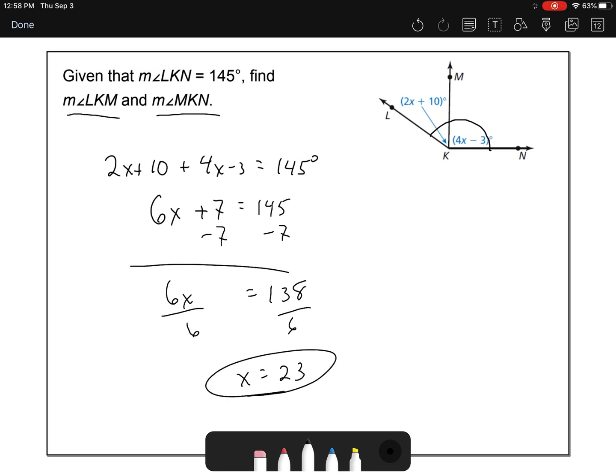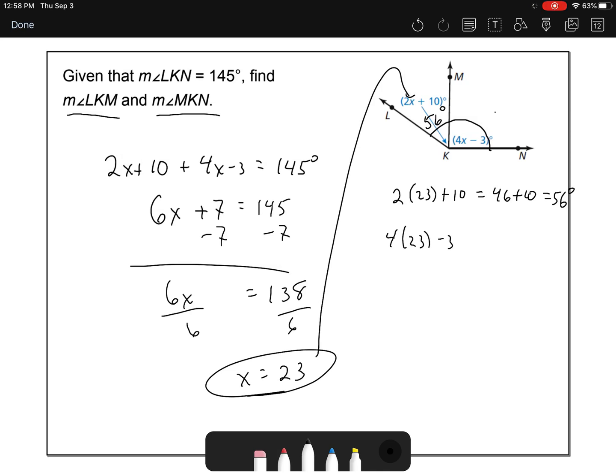Now that isn't the answer, is it? Because we need angle LKM and the measure of angle MKN. So we need the two angles. So we're going to put 23 in there. So 2 times 23 plus 10 is 46 plus 10, which is 56 degrees. So that's 56 degrees. Now we can either subtract that from 145 to get this angle, or we can just plug it in just to see if it works.